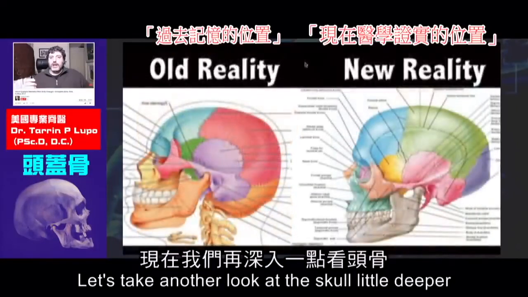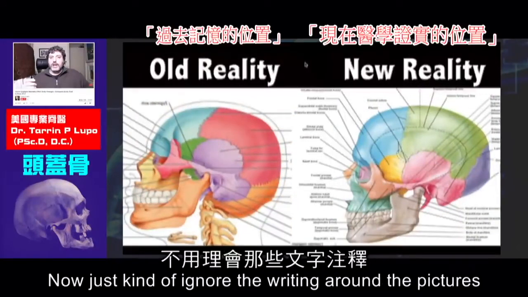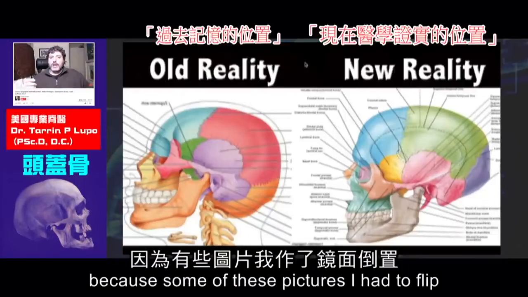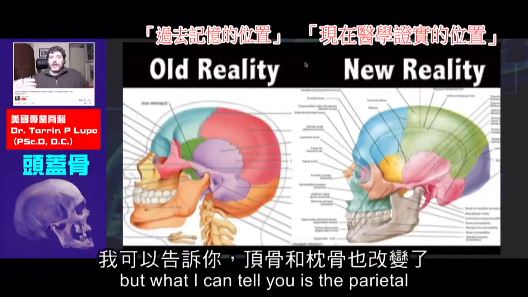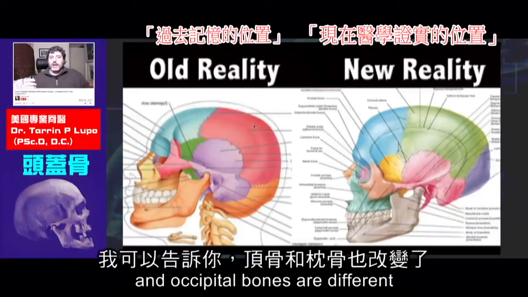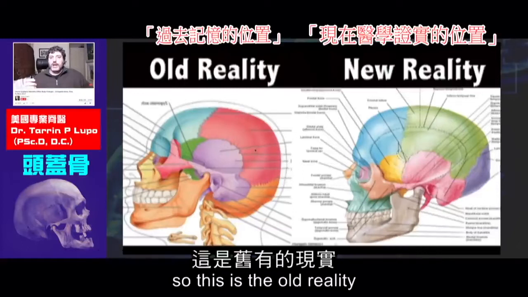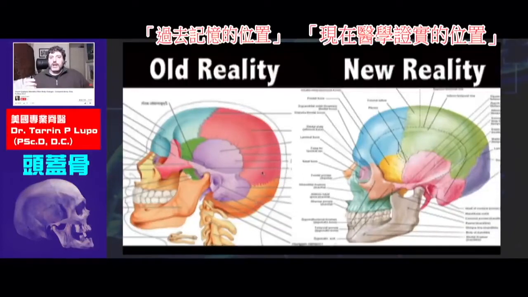Let's take another look at the skull a little deeper. Now, just kind of ignore the writing around the pictures, because some of these pictures I had to flip and move around so you could see a good side-by-side. But what I can tell you is the parietal and the occipital bones are different. So this is the old reality, and this is the new reality.